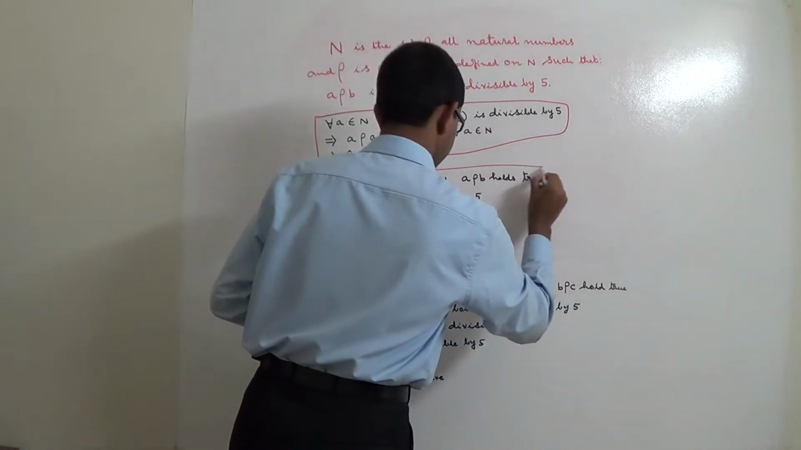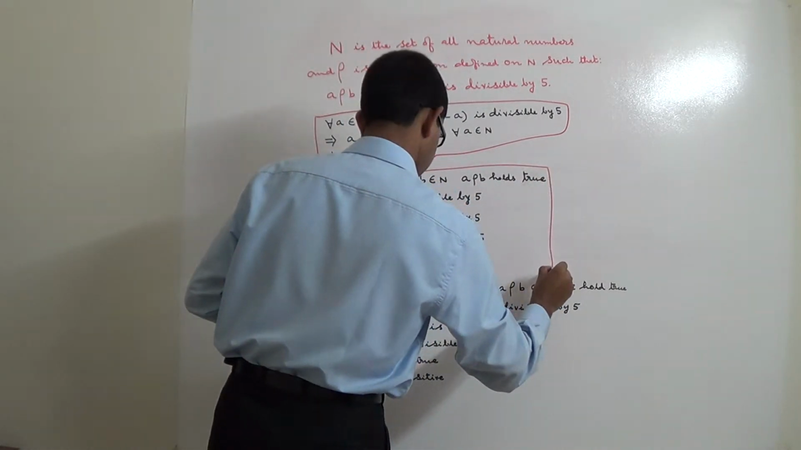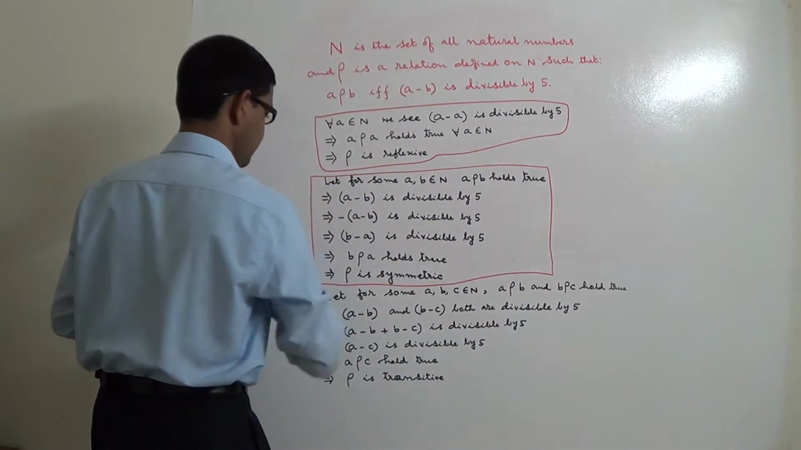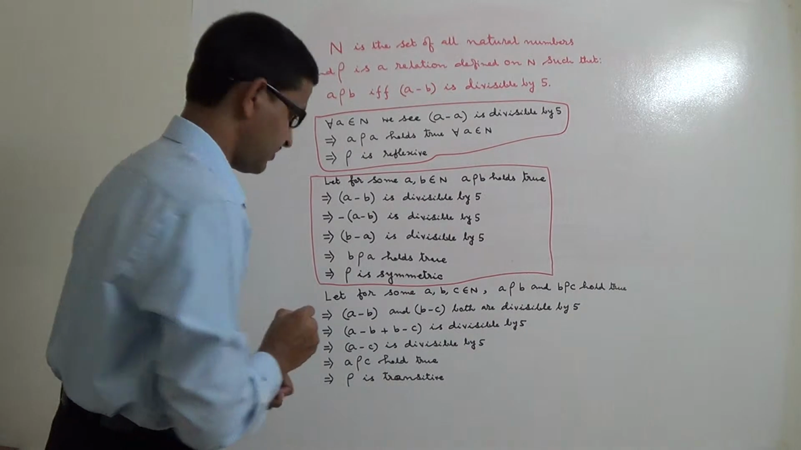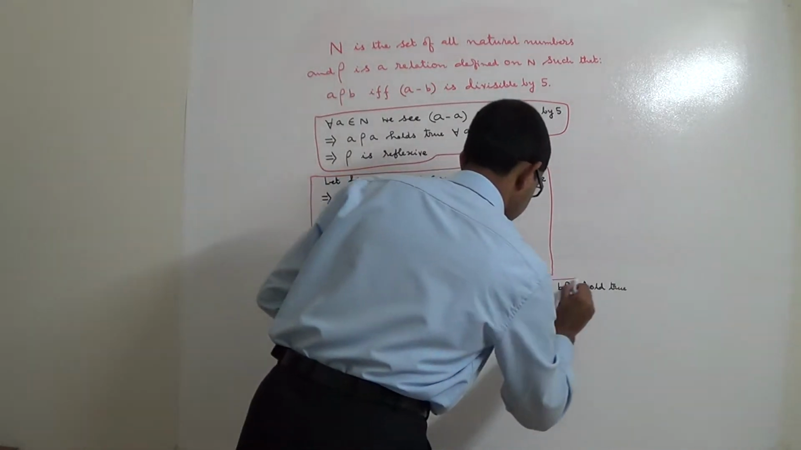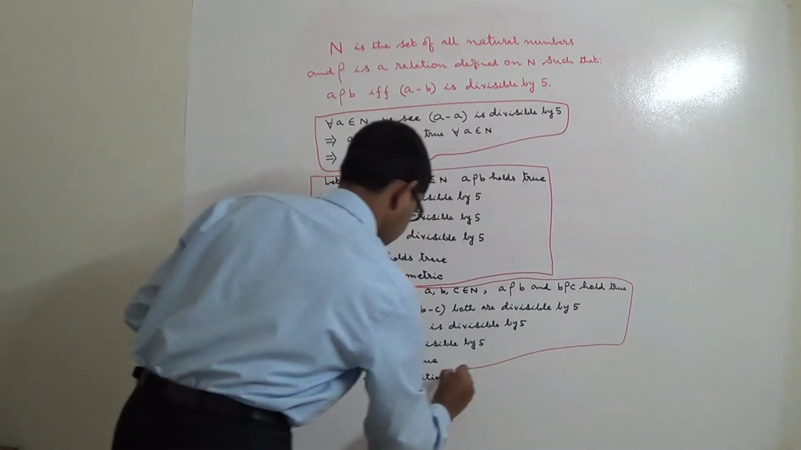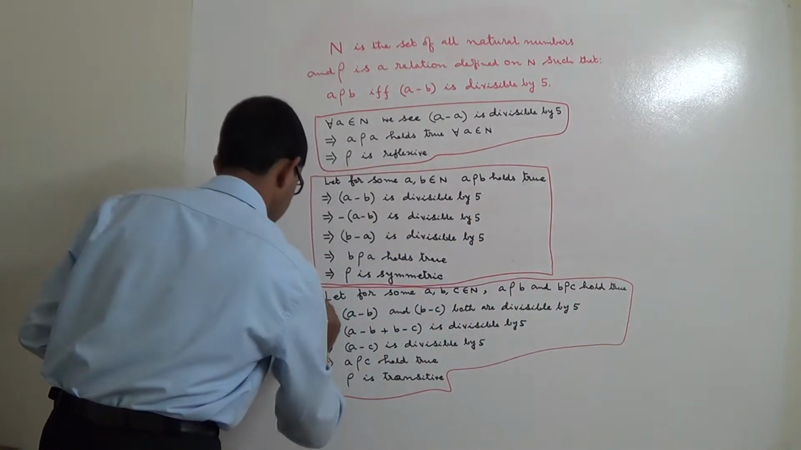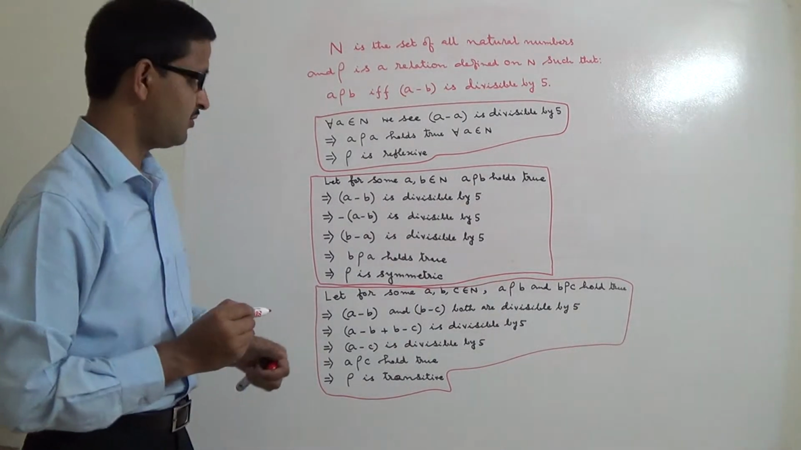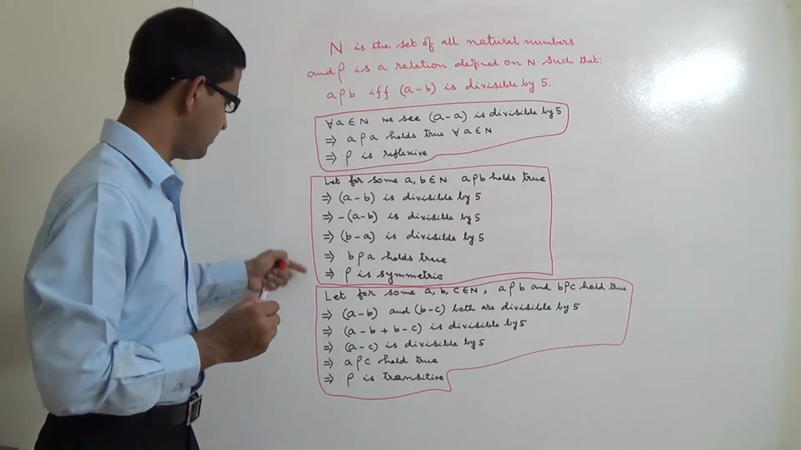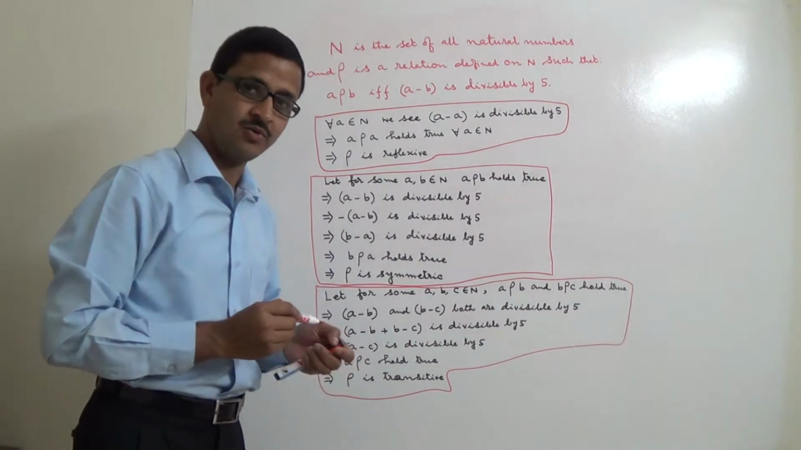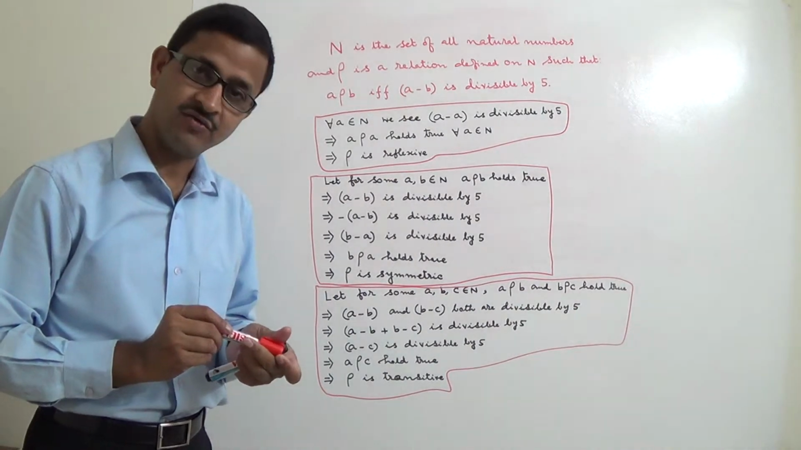In this portion, we see rho is symmetric. In this portion, we see rho is transitive. So now, as all the three properties are holding true, then we can say that rho is an equivalence relation.